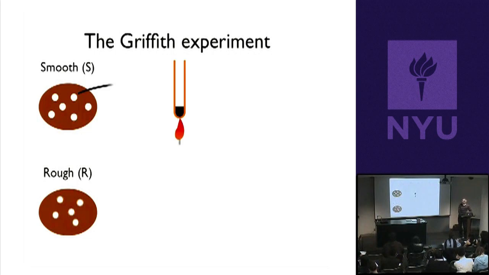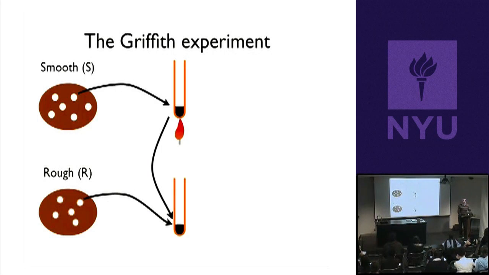He does the same thing, takes the smooth cells, heats them up. Instead of injecting them straight into a mouse, he mixes them with some rough cells. Okay? So think about this. Smooth cells, heated up, are dead. They can't infect a mouse. Rough cells, not heated up, can't make a mouse sick either.